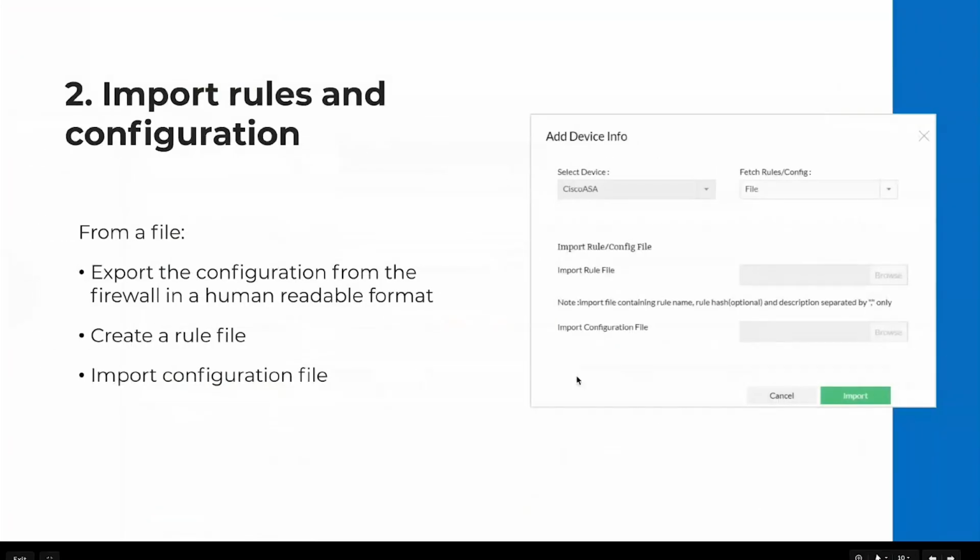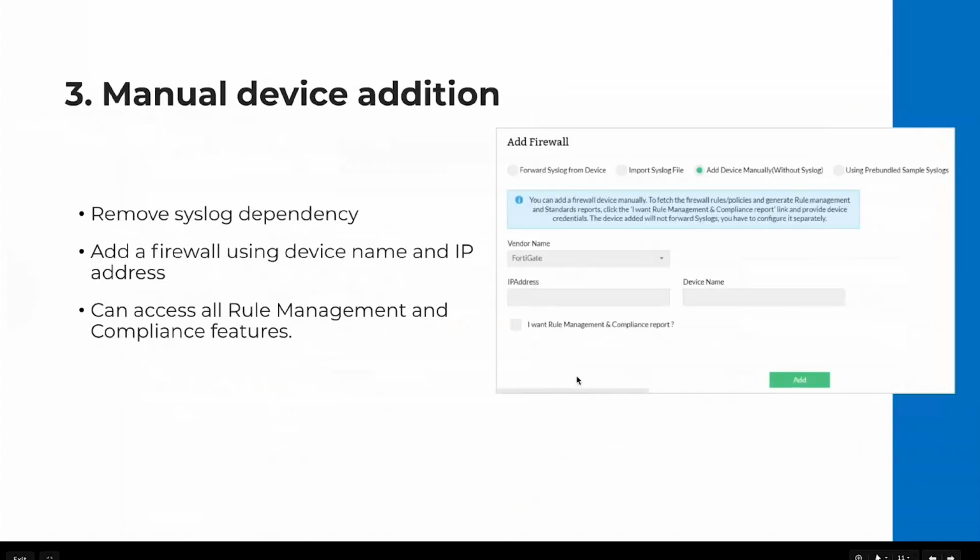So moving back to the deck, there is another method called device addition, manual device addition. This will let you add your firewall device itself to Firewall Analyzer. With this method, we have removed the usual syslog requirement, which is required to add the devices. You just need to enter the IP address and the device name, and you can choose the vendor name, and once that is done, the device will be automatically added to Firewall Analyzer.